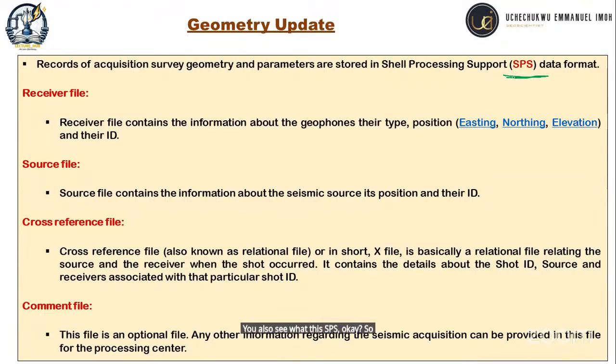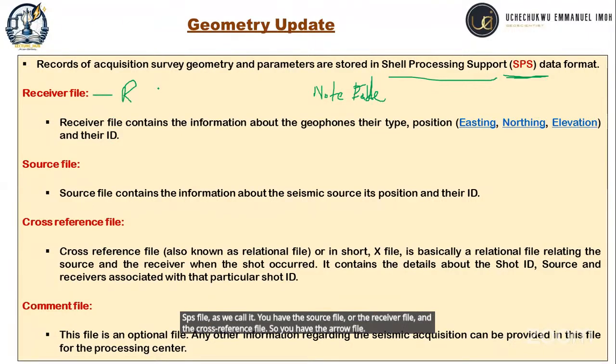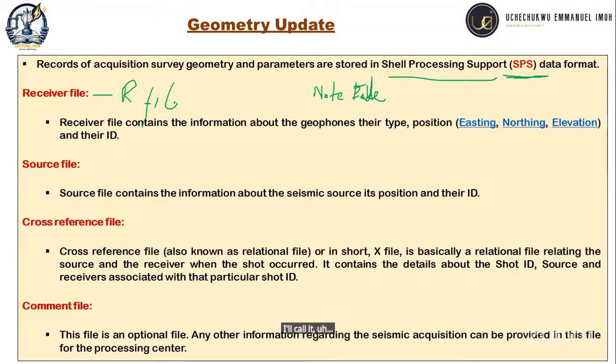This SPS stands for Shell Processing Support. It's data that will be sent to you usually as a notepad, as note files. All of us know what notepad is. So inside the SPS file, as we call it, you have the source file, the receiver file, and the cross-reference file. So you have the R file, or call it the receiver file.